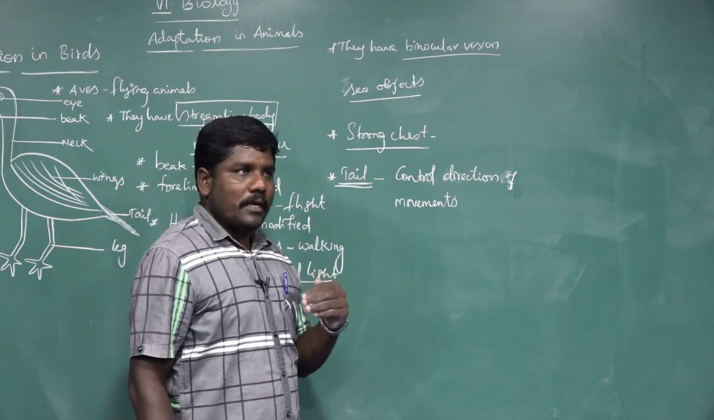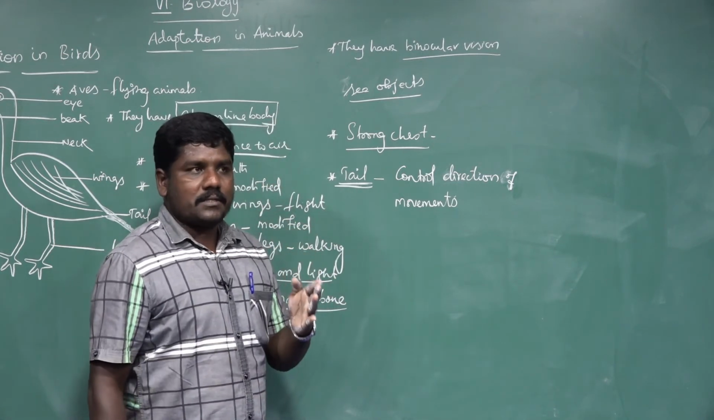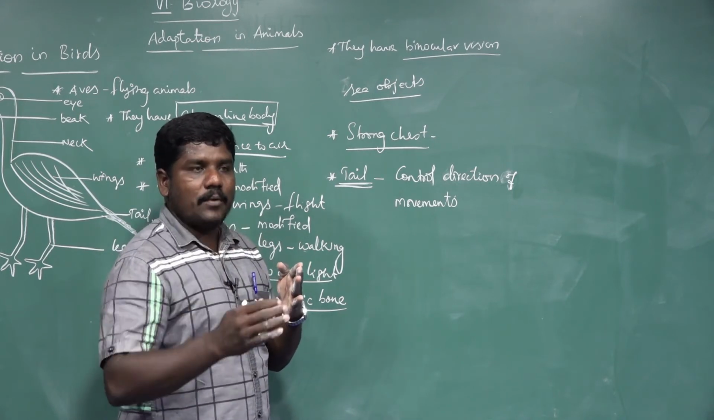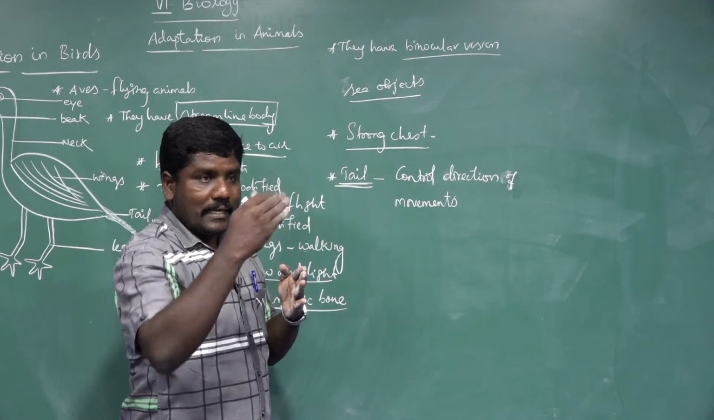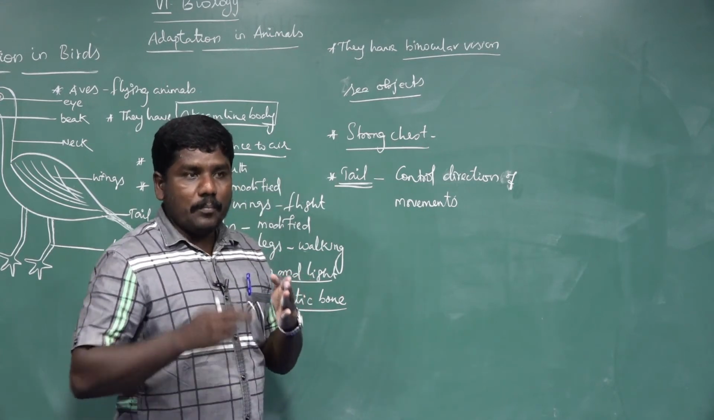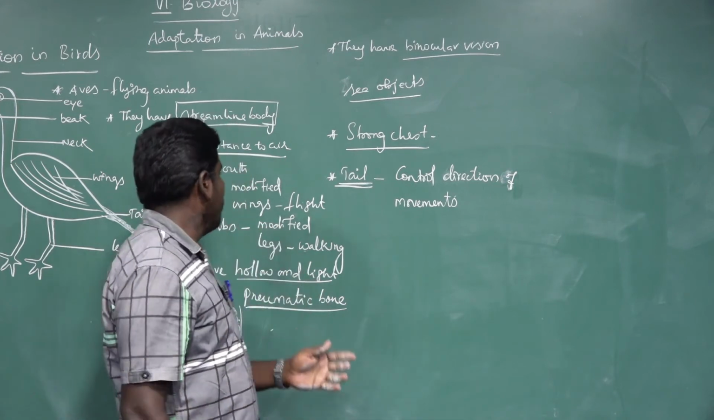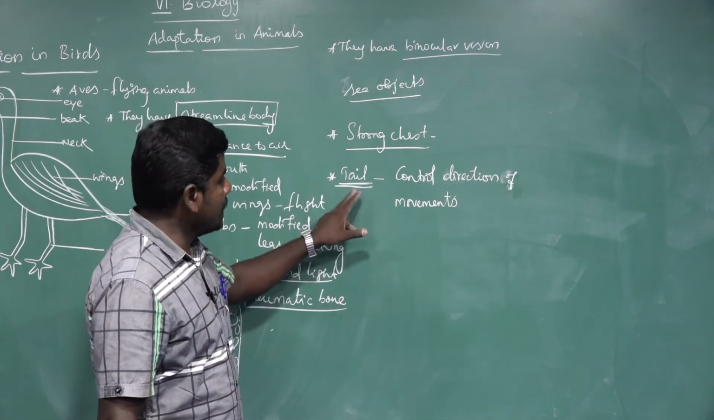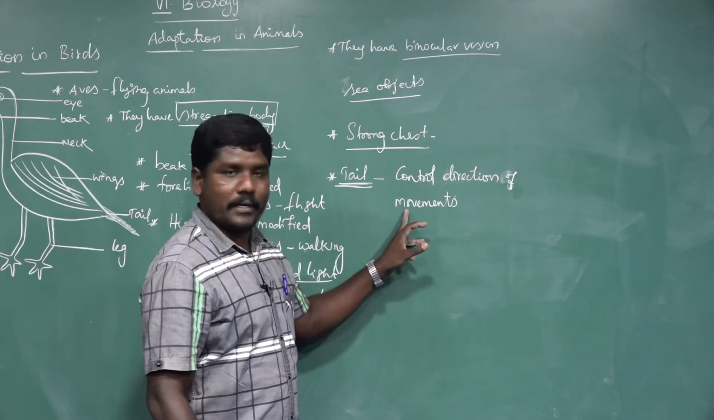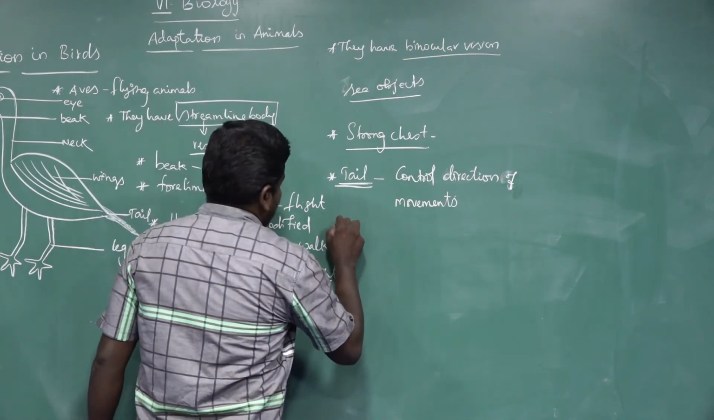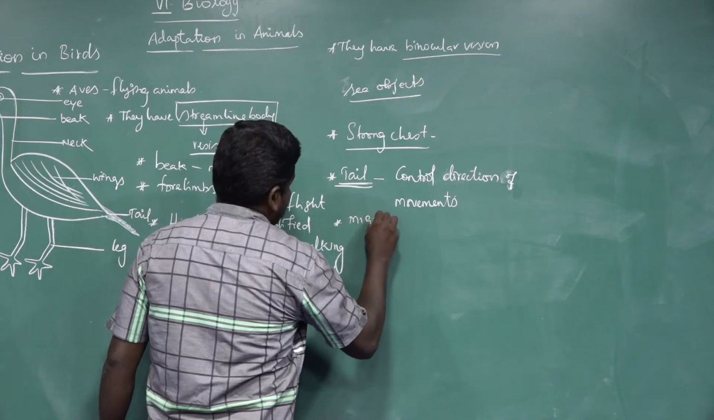Mostly during the flying process, if any enemy enters in front of the bird, it immediately changes direction with the help of the tail region. So the tail region controls the direction of movements. And then next one, migration.